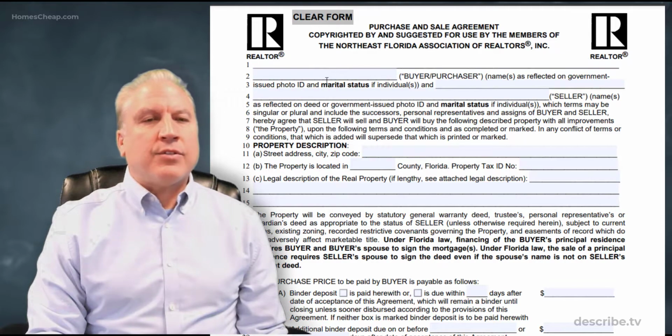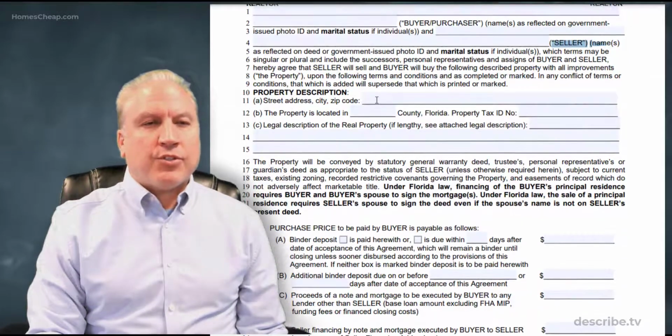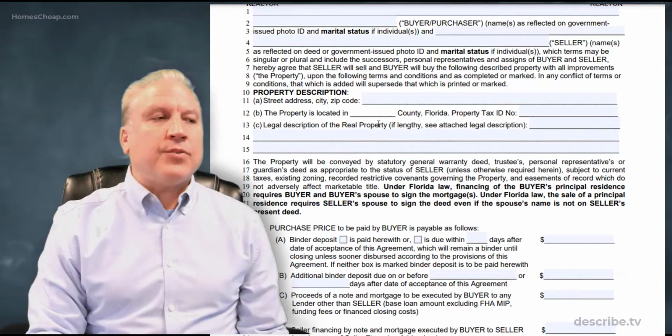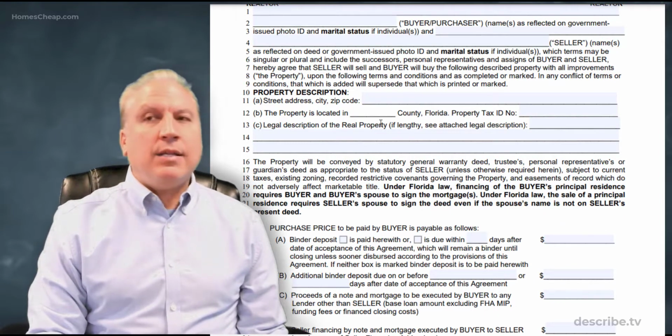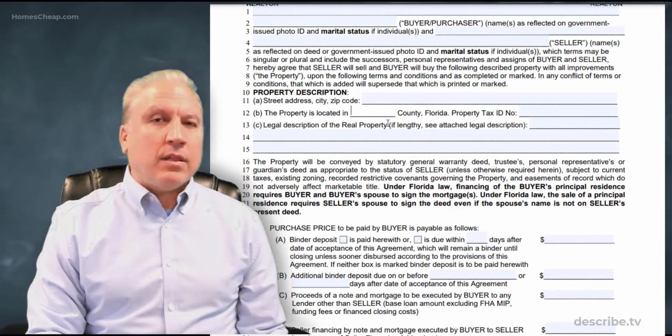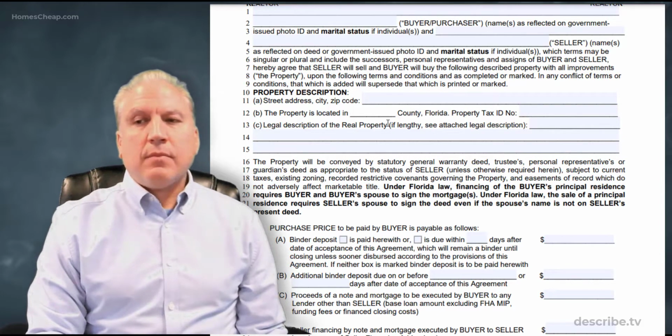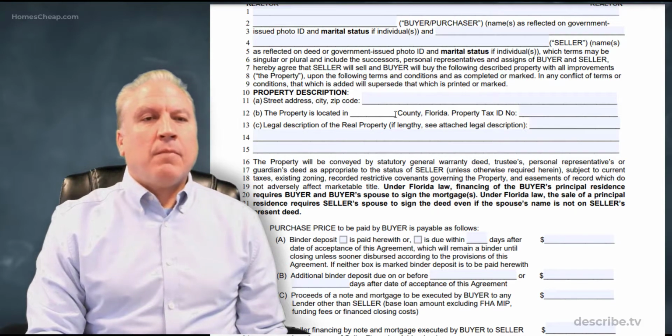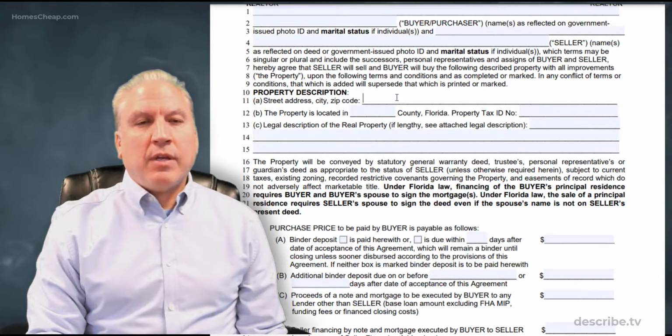Basics, the buyer and seller are identified. Line 1 is the buyer, purchaser. Lines 3 and 4 are the seller. You have a property description, street address, and what county it's in. That's going to be important because real estate records, deeds and liens and mortgages are recorded in records at the county level in most of the country. There are a few states that do it at the city level. So if you have an address, 12 Main Street, you need to know what county that's in.